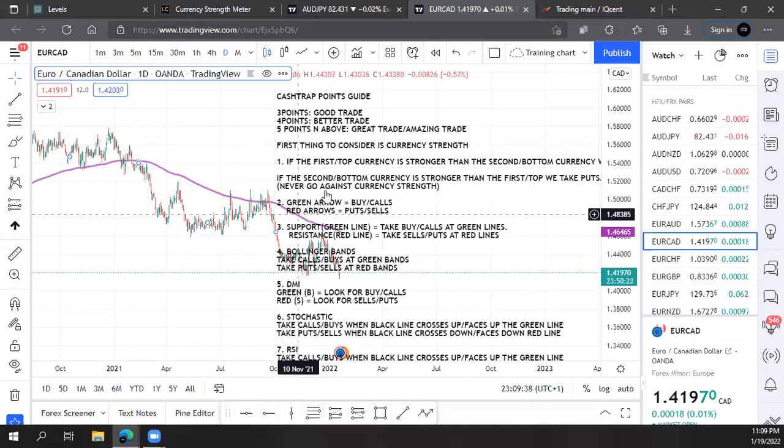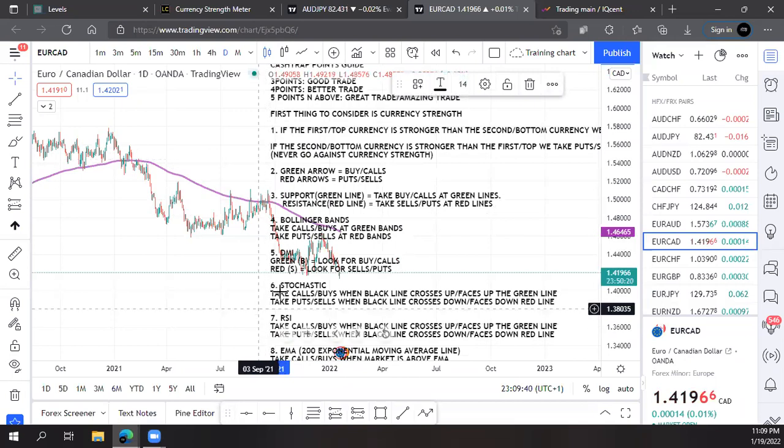It's not every time the RSI is going to be at the green. But trust me, the most important things I look out for is the currency strength meter. What arrow am I getting? Is it at support or resistance? Now, Bollinger Bands, most times I don't even look at whether the market is at a Bollinger Band or not. I have 3 points. I don't even care if the DMI is B or S.